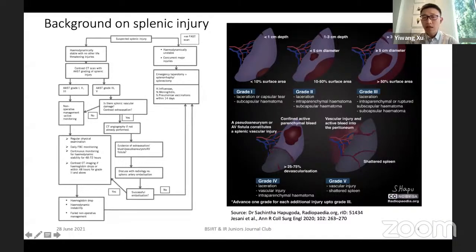It's displayed on the right, grade 1 to 5. It's used quite universally across different countries, and different societies adopt it in a similar manner. To put it simply, for grades 1 to 3, the difference is the degree of laceration, the intraparenchymal hematoma, and the subcapsular hematoma. One small modification is that if there is large hemoperitoneum in a grade 3 trauma, it's slightly upgraded, because it means the subcapsular hematoma is so large that it has ruptured and may have stopped at the time of scanning. Grade 4 and 5 basically mean a degree of devascularization from segmental to total.